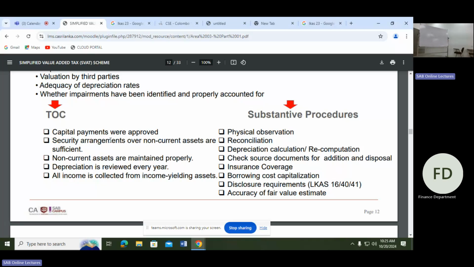Basically, these are the procedures. If there's a question in the exam paper related to PP&E, IP, or biological asset, these are the basic procedures. You have to customize this to the question.